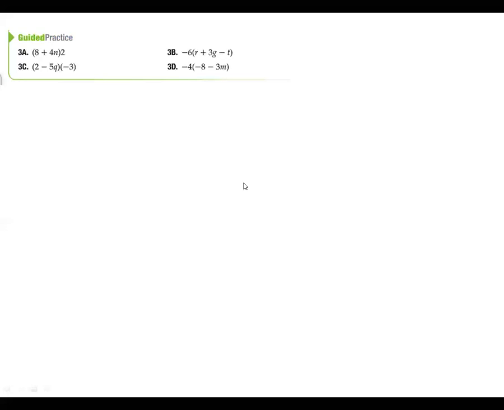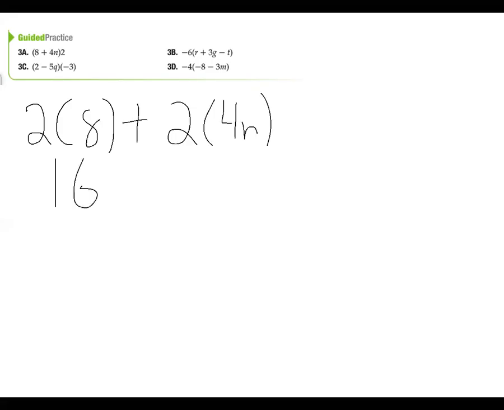So here's a couple for you to try. Go ahead and pause the video. All right, we're back. So the first one's going to be 2 times 8 plus 2 times 4n, which gives you 16 plus 8n.